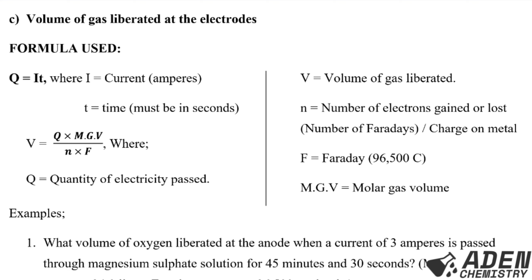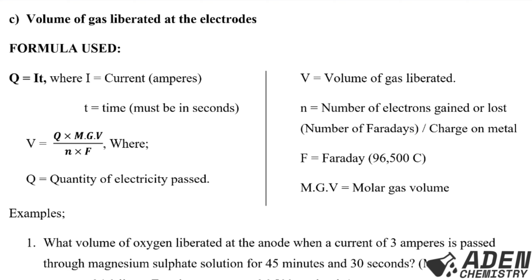If you remember, when calculating the mass of substance deposited, the formula was Q multiplied by RAM. Here, the volume will be Q multiplied by molar gas volume instead of RAM, then divided by N times F. Q is the quantity of electricity passed, and remember Q can be obtained using the formula IT, where I is current, measured in amperes, and T is time, which must be in seconds. V is the volume of the gas liberated. That's what we are calculating.